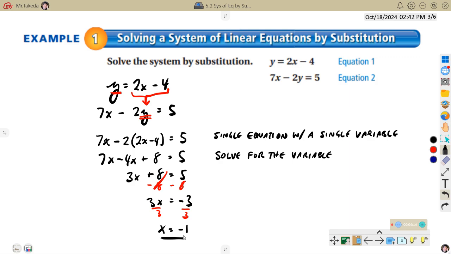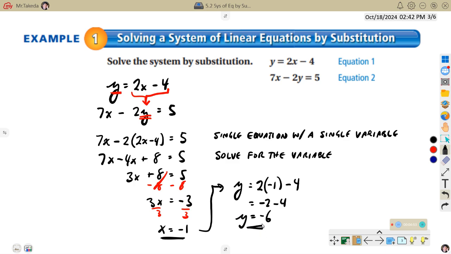Okay, so now we're partway there. Now I need to substitute this back into one of the two equations to figure out what y is. And since y is isolated over here, that's going to be the easiest thing. So y is equal to 2, and instead of x, I'm going to put negative 1. I have one piece of my puzzle, and then minus 4. Okay, so 2 times negative 1 is negative 2. Negative 2 minus 4 is negative 6. So y equals negative 6.